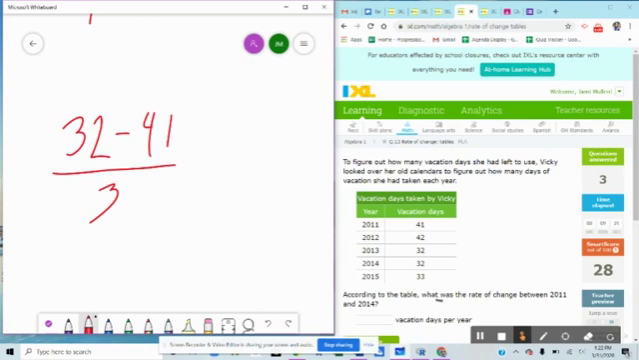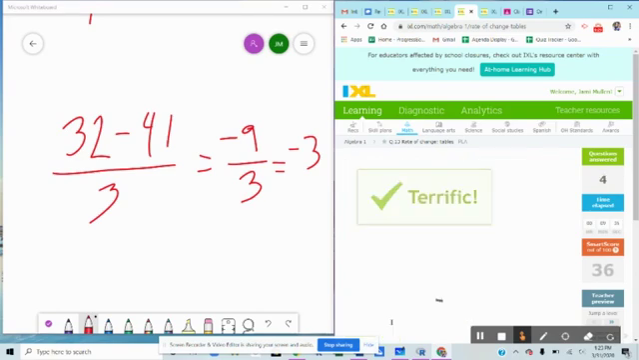Then if at any point you do need a calculator, which this one might be when you might need it, you can do your 32 minus 41. You get negative 9 divided by 3. Negative 9 divided by 3 is negative 3. So negative 3 vacation days per year.